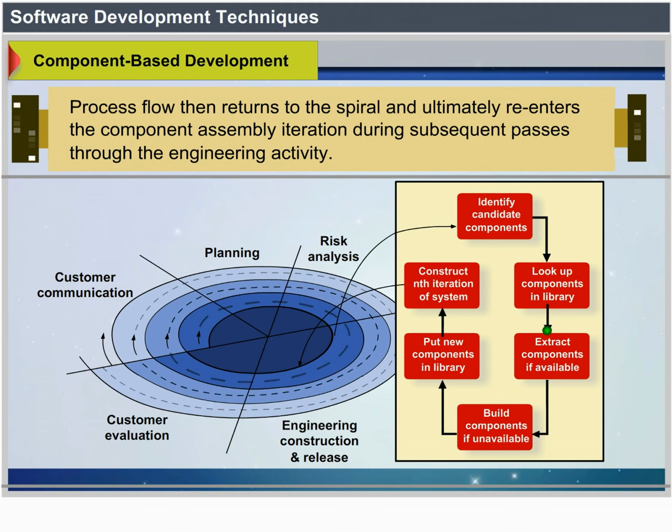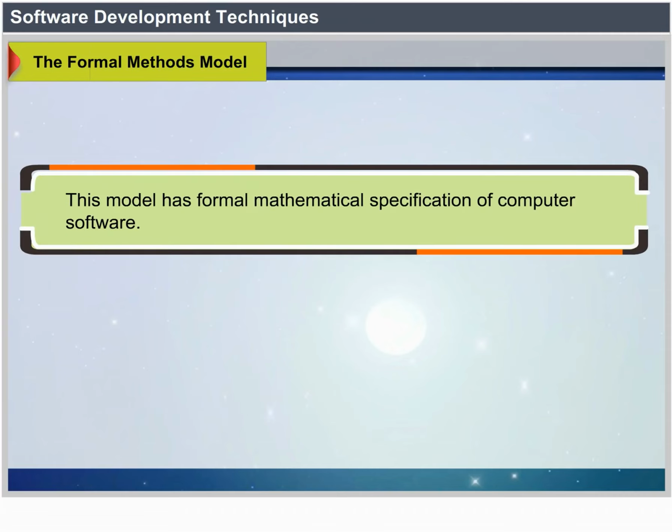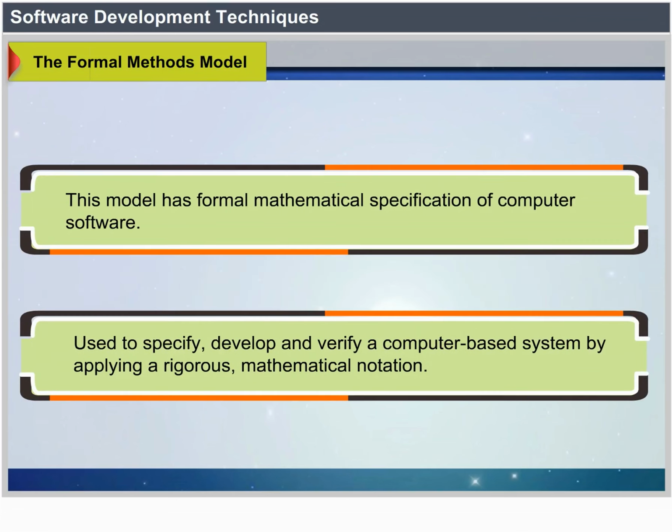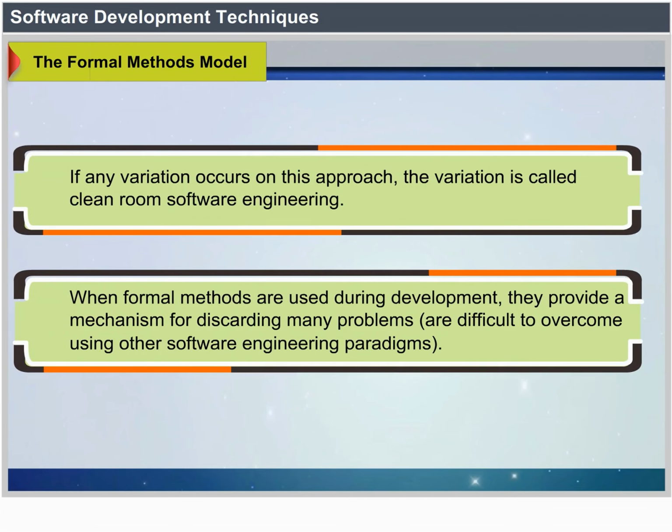The formal methods model. This model has a formal mathematical specification of computer software, used to specify, develop, and verify a computer-based system by applying a rigorous mathematical notation. A variation on this approach is called cleanroom software engineering. When formal methods are used during development, they provide a mechanism for eliminating many of the problems that are difficult to overcome using other software engineering paradigms.